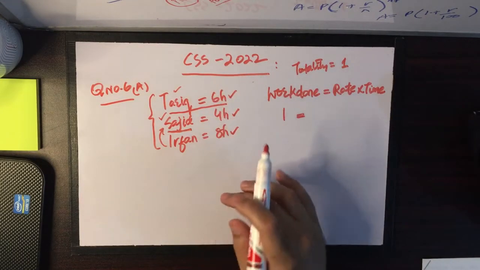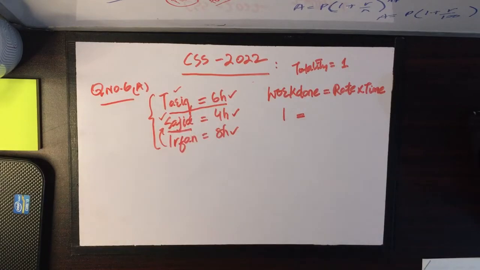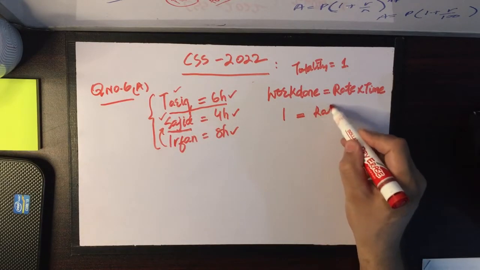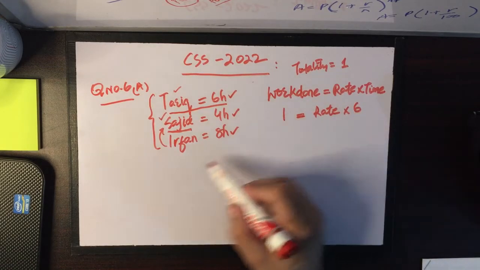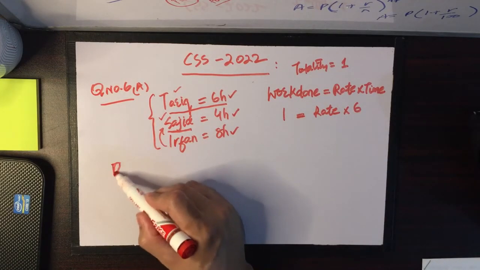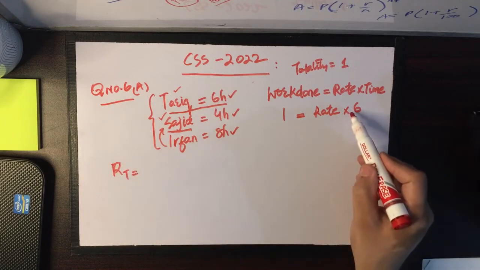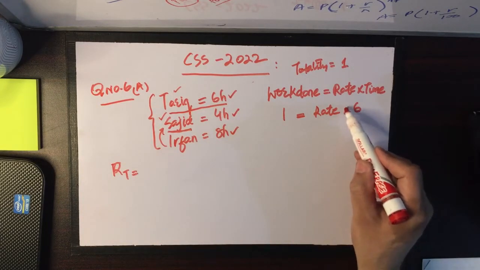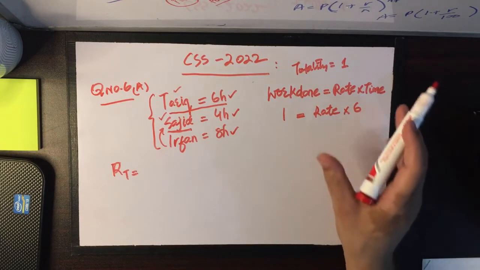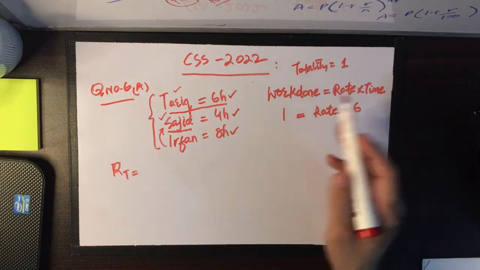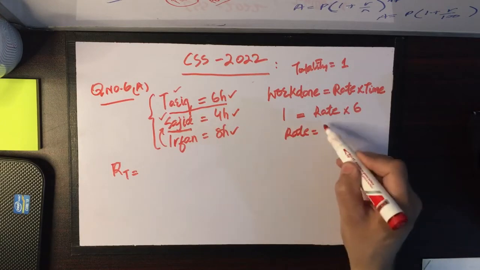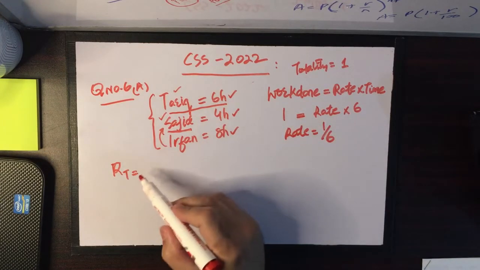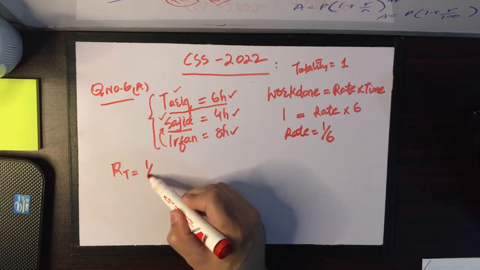We are finding their rates. Firstly, let's find Tariq's rate. So work done 1, rate into time 6 hours. This means rate of Tariq, R_T, multiplied by 6 equals 1. If we shift it to the other side, rate is equal to 1 divided by 6. So the rate of Tariq is 1 over 6.